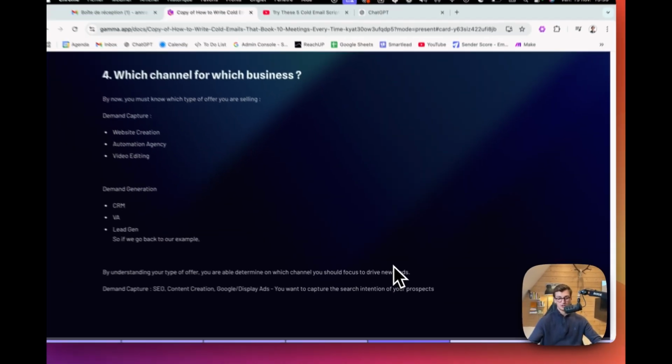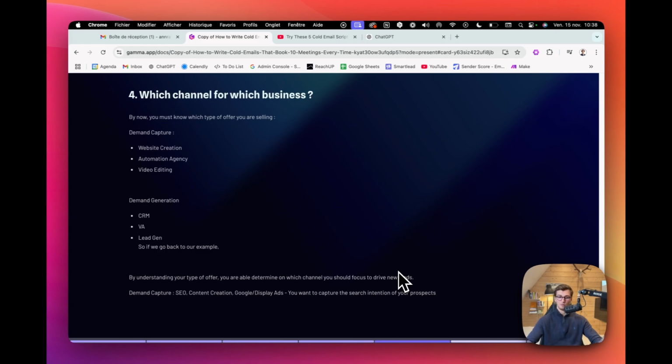So now, which acquisition channel should you use depending on which business? You probably understand it by now, but basically you really need to understand which type of offer you have to then market your business or your service. Demand capture is like website creation. These are really when someone knows exactly what he needs and is only going to buy because he has this specific problem. So someone needs a new website, someone needs a new automation, someone needs video editing.